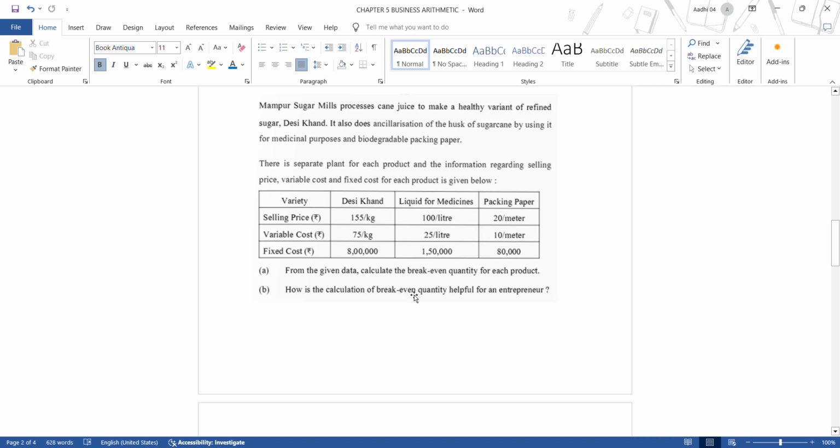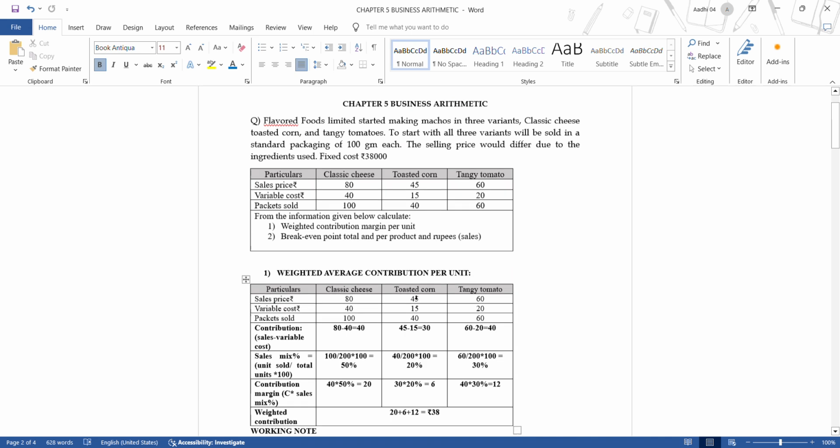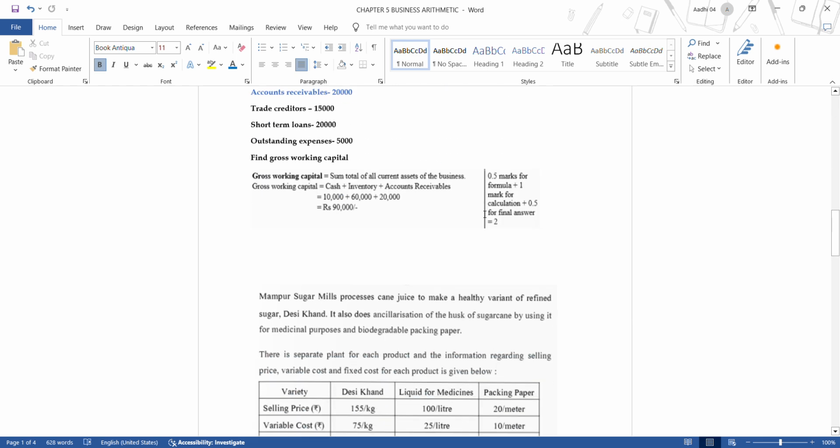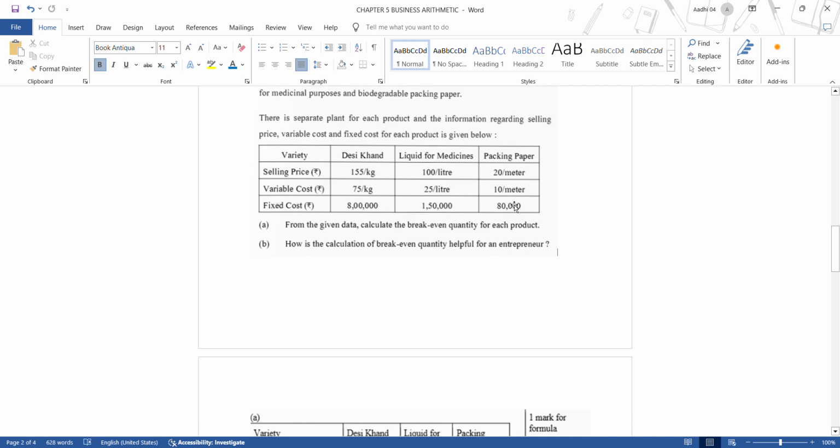Now in the previous video, the first question which I discussed was this. You can see that there is a common fixed cost for each variant and there is a package sold and a sales mix percentage to be found out. Now in this question you can see that fixed cost is given separately. So since the fixed cost is given separately, you should use break-even point in single product. So the answer comes in single product. That is why the question specifically told to calculate break-even point for each product.